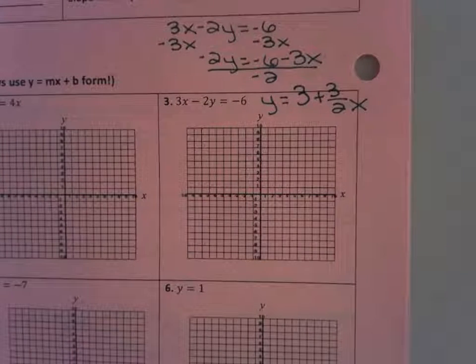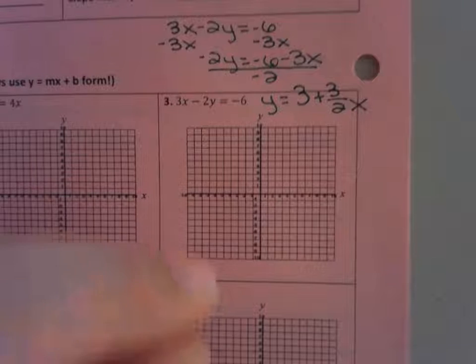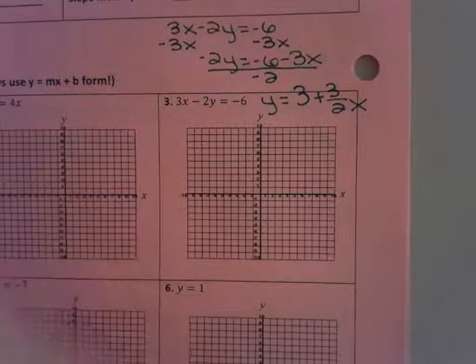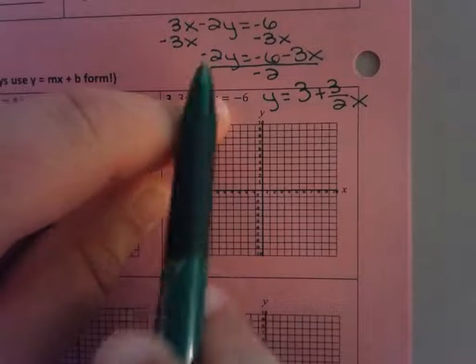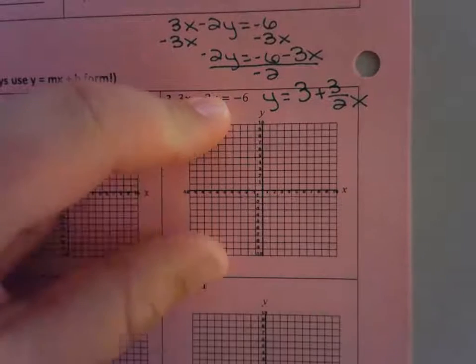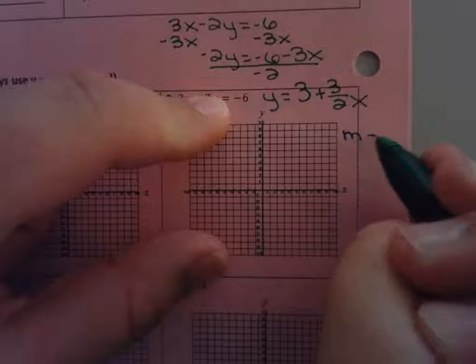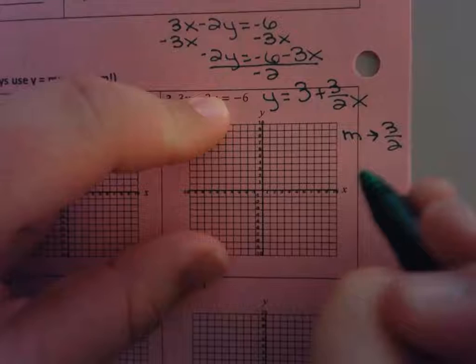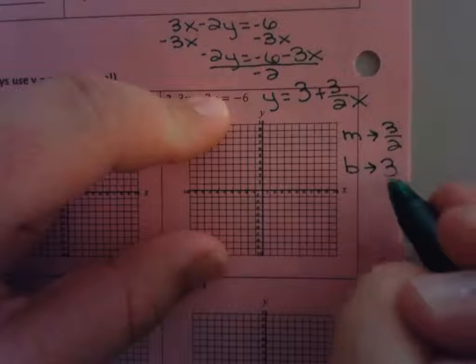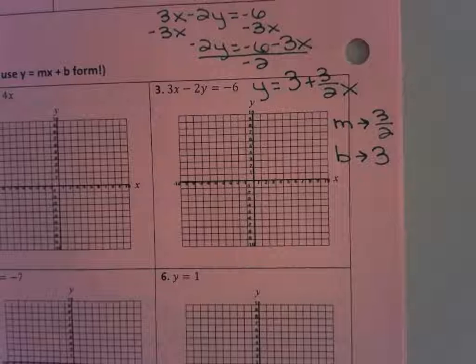Why do I want to get y alone? Why is that helpful? I like getting it in this form so I can graph it. Why is it easier? What two things can I find really easily when it's y equals? The slope. What will the slope of this equation be? 3 over 2. Perfect. What else is really easy to find? Yes, the b value, which is 3. That's why y equals is put in your head a ton in first semester, because it's easy to graph.